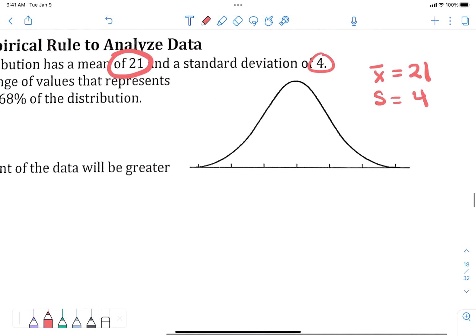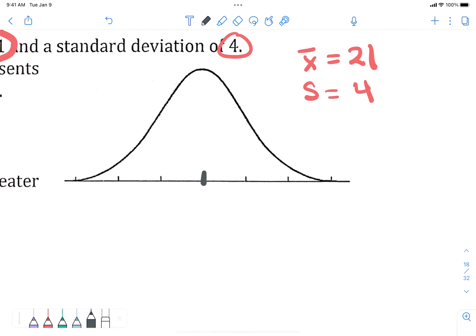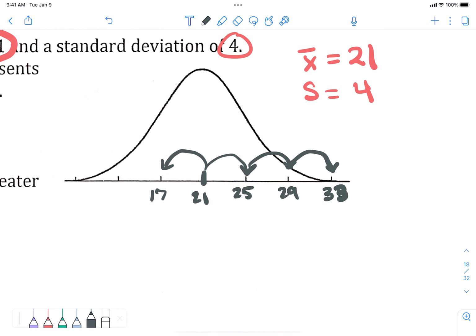Let's label our bell curve. So, what goes where? 21 goes in the middle. Okay, and then what's the next number up from 21? 25. Next number up from that is 29. Next number up from that? 33. Okay. Down from 21: 17. Then 13. Then 9.